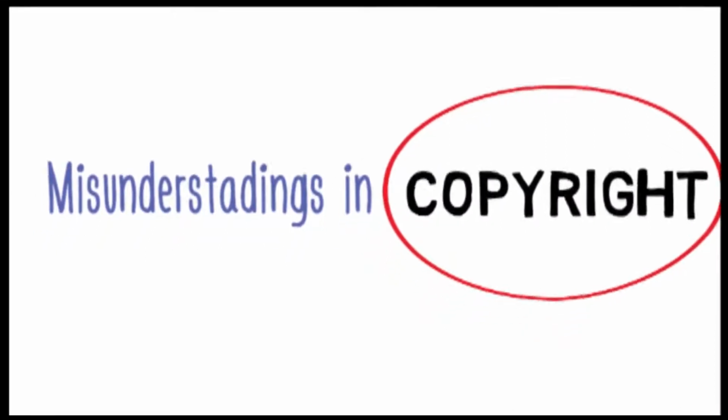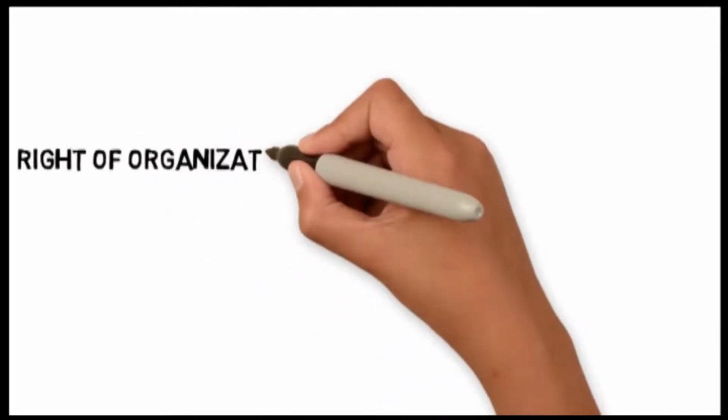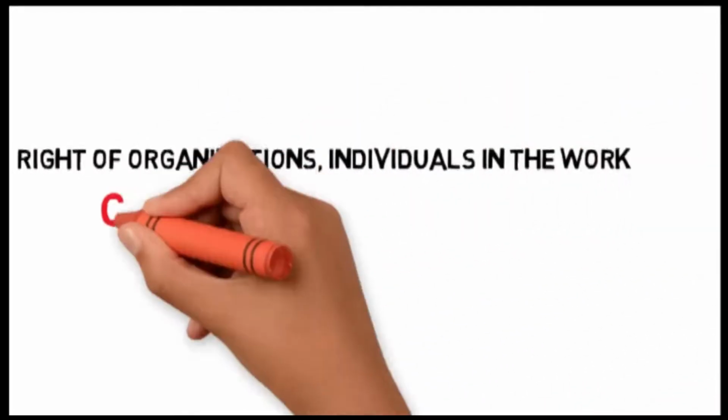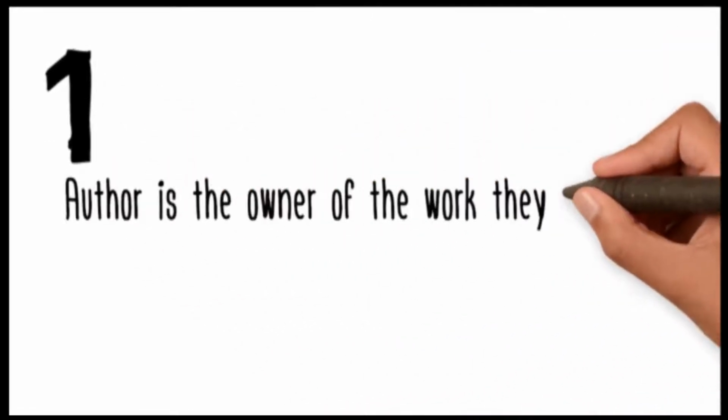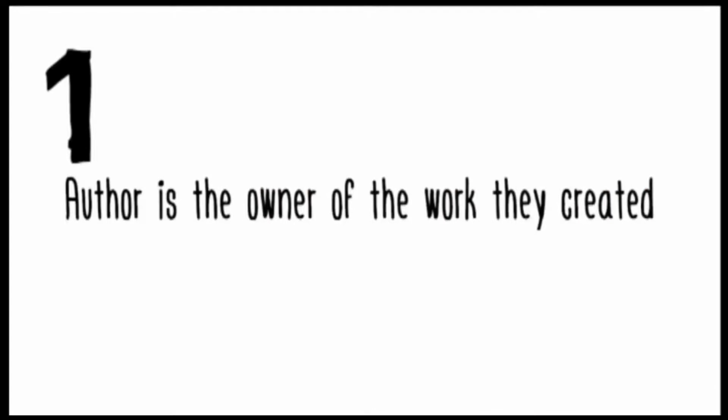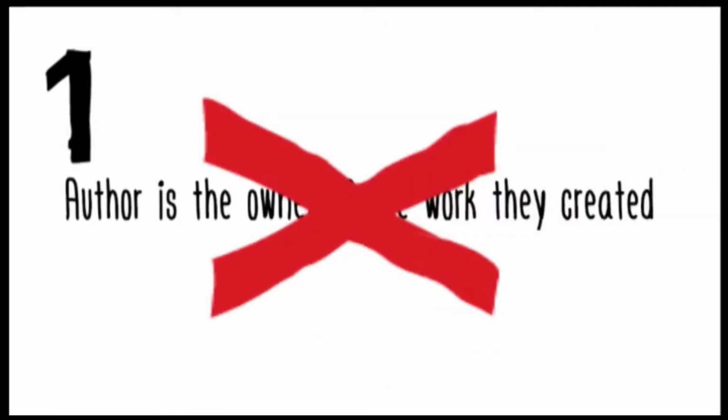So in general, copyright means the rights of organizations and individuals over the works created or owned by them. From this definition, we have the first misunderstanding: that the author is also the owner of the work they create. No, author and owner are completely different. They hold totally different rights. So to distinguish these two, we consider the definition and the rights of each.